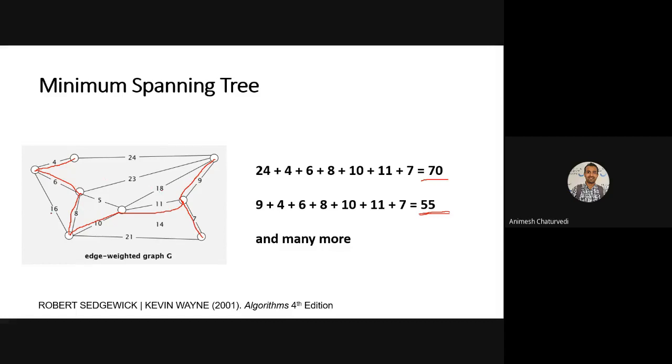So 16 can't be added because 6 and 8 are smaller. 24 can't be added because it's very high. 23 is also very high. 18 can't be added because it is higher than 11 and 9. Again, 21 can't be added because it's larger than these things. But there is a 5. So can we add 5?